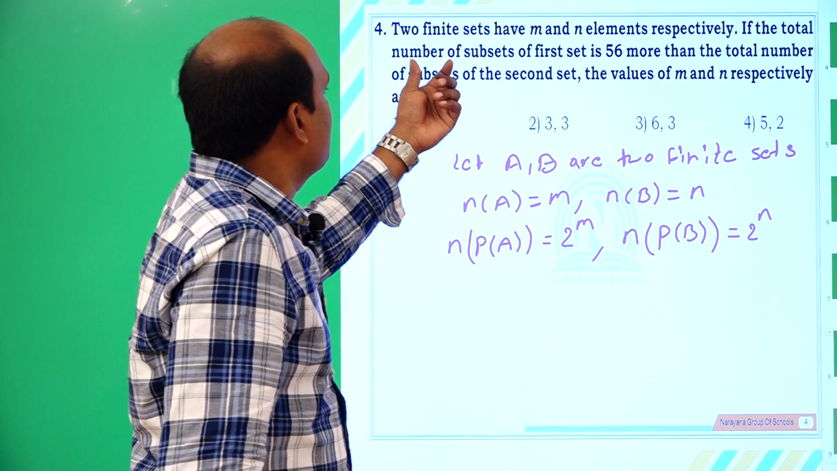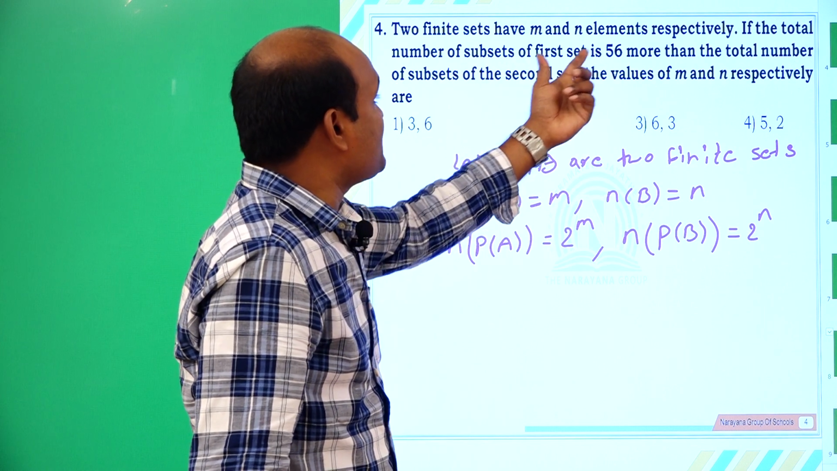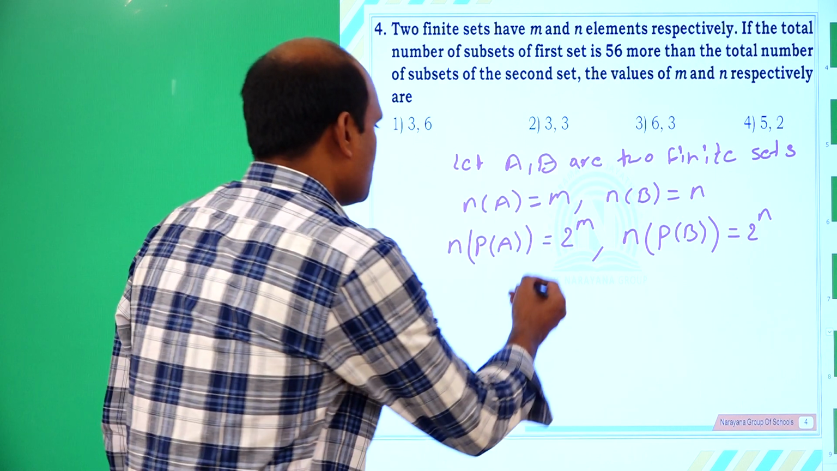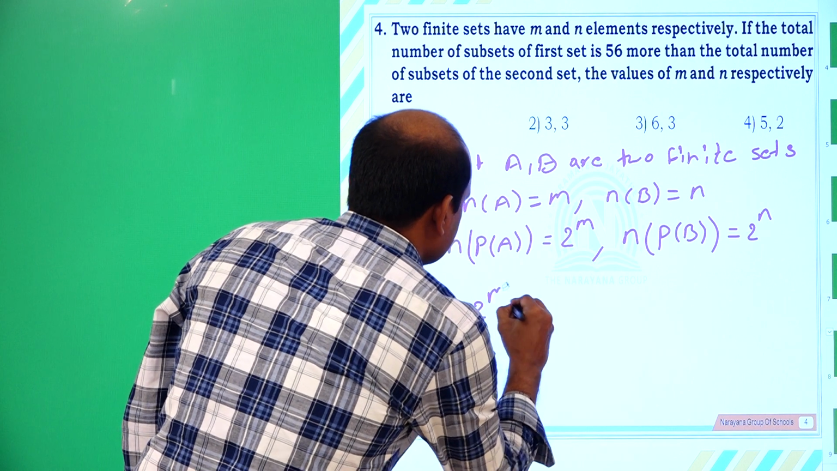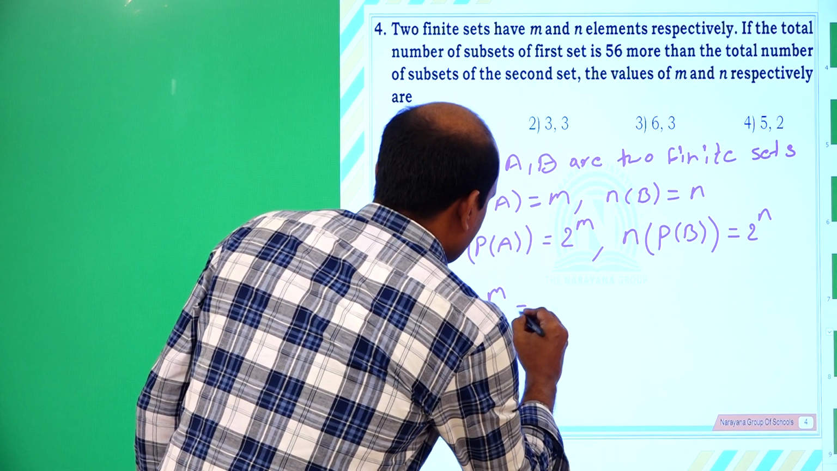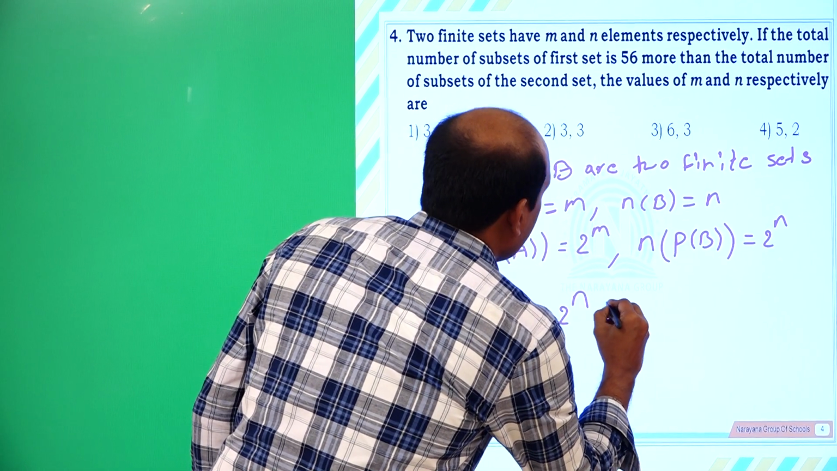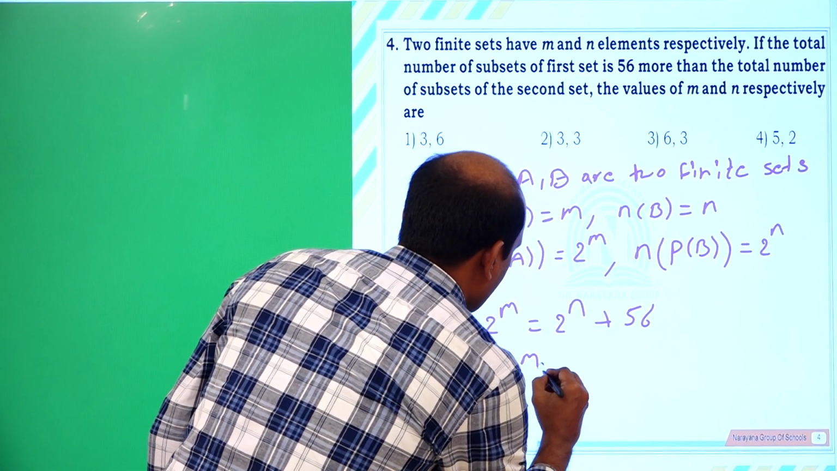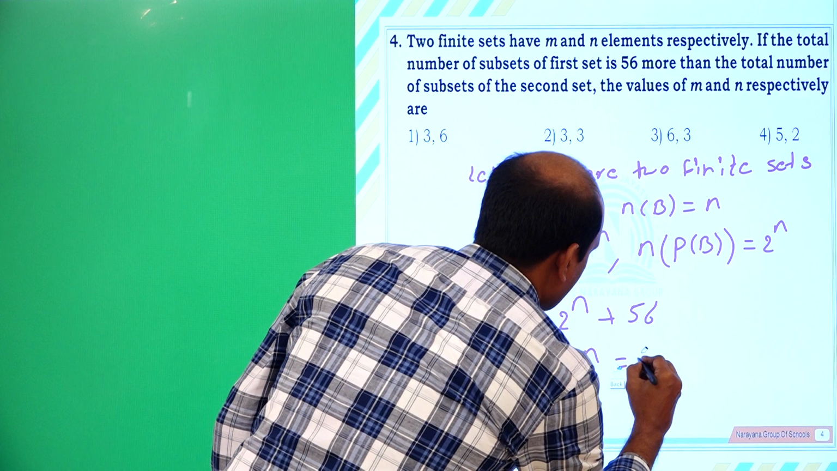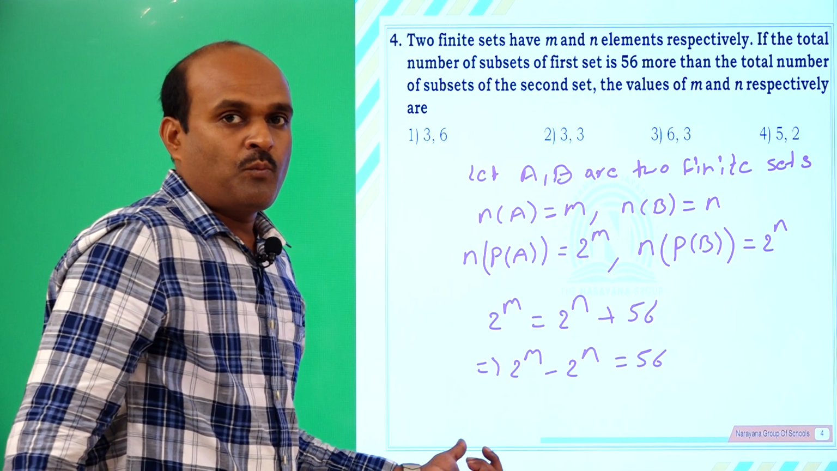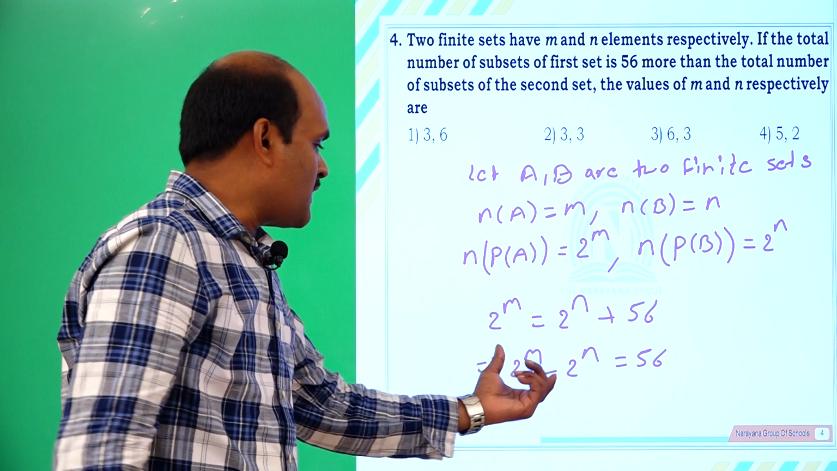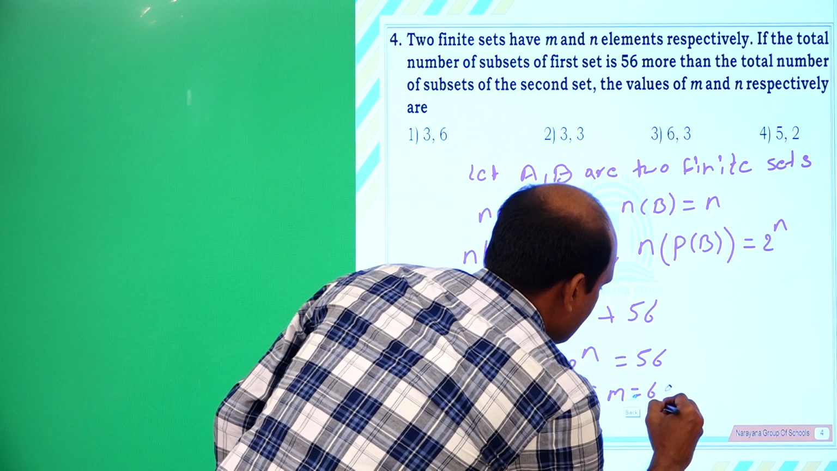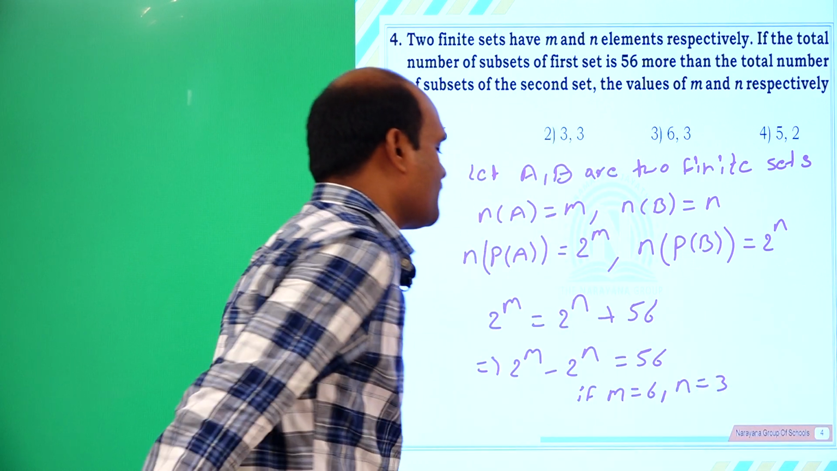Now given that the total number of subsets of the first set is 56 more than the total number of subsets of the second set. So given 2 power m, the number of subsets of set A, is equal to 2 power n plus 56. That implies 2 power m minus 2 power n is equal to 56. This is possible only if m is equal to 6 and n is equal to 3.